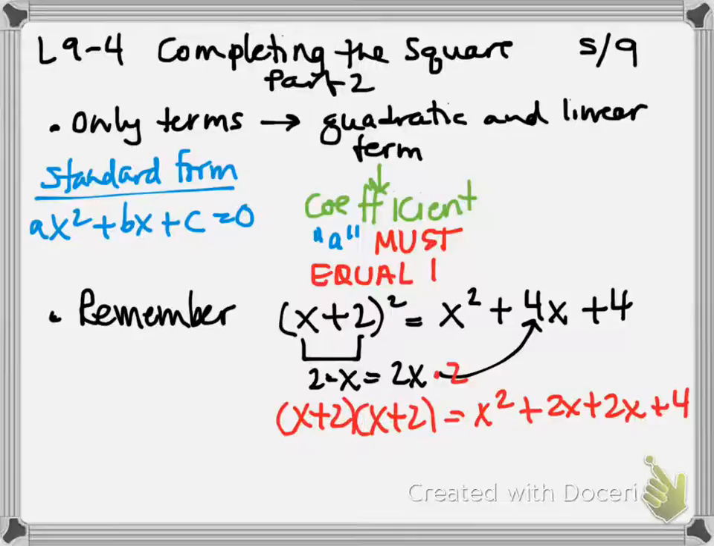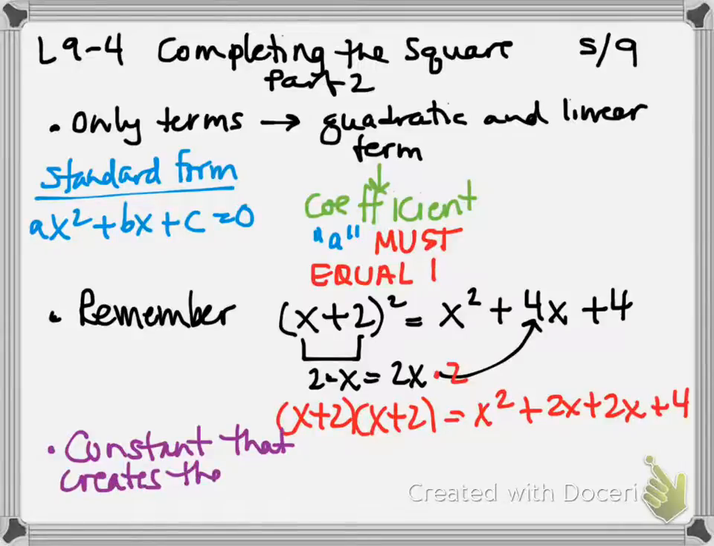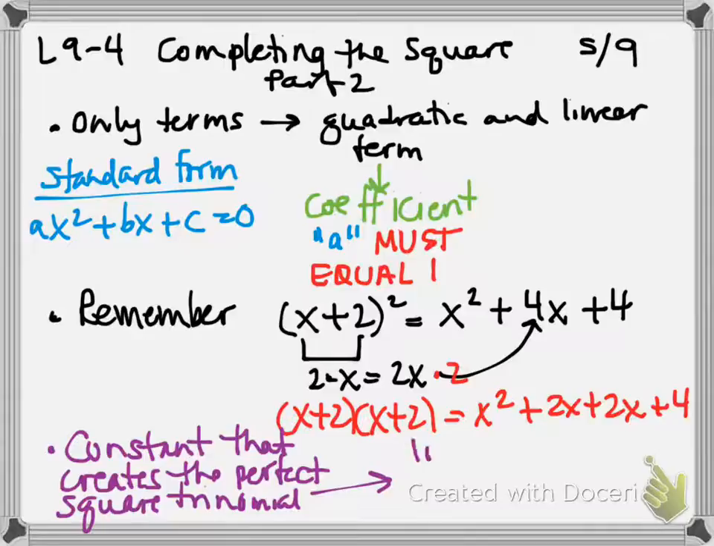and I'm going to do the opposite to that. So what we're going to do to figure out the constant that creates the perfect square trinomial, we're going to take our linear coefficient, we're going to divide it by 2, that's the opposite of multiplying by 2, and we're going to square it in order to complete the square. Last term has to be a perfect square.